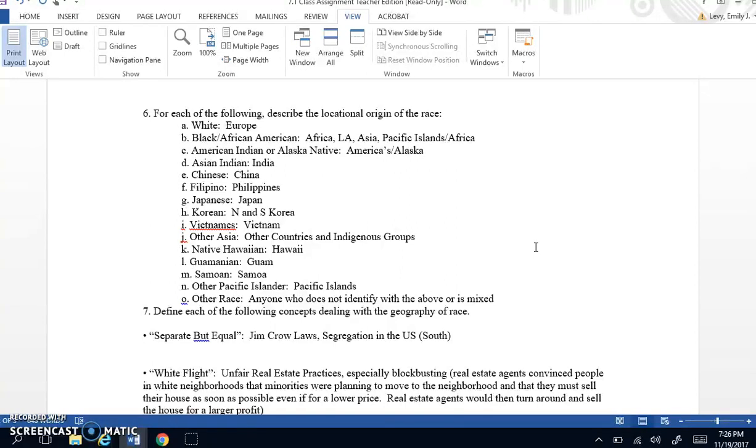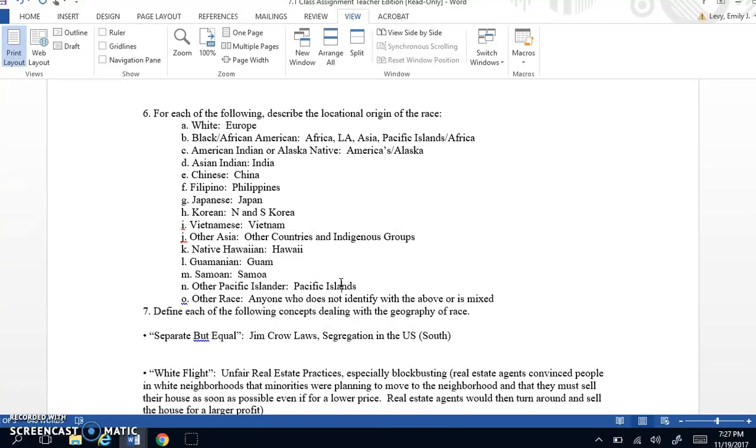Next would be Asian Indian. These would be people from India, Chinese, China, Filipino, Philippines, Japanese, Japan, Korean, North and South Korea. Korean is one nation, but two countries, two states. Vietnamese. This is Vietnam. I apologize for the spelling there. Next is Other Asia, which would be other countries and indigenous groups around Asia. There are many different islands and such that are in Asia, and then there are lots of smaller races, indigenous people who are also in Asia.